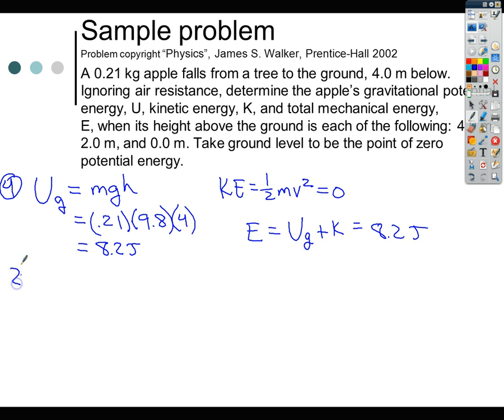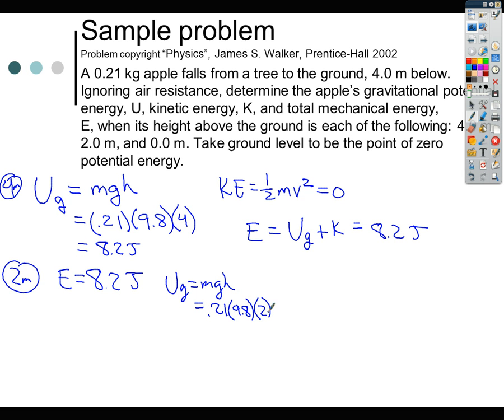Let's do the same thing for 2 meters. So we'll put a 2 meters here. We better put a meter there, so nobody gets confused. For the first one, we know that the total energy is always going to be 8.2 joules. So we're going to start with it. The potential energy here should be equal to mgh. We know the mass is 0.21. Gravity is 9.8. We've got to keep that consistent when we go through. You can't switch back and forth between 9.8 and 10. You've got to make a choice. So we chose the 9.8 this time, and we put in the 2, and you end up with 4.1 joules.